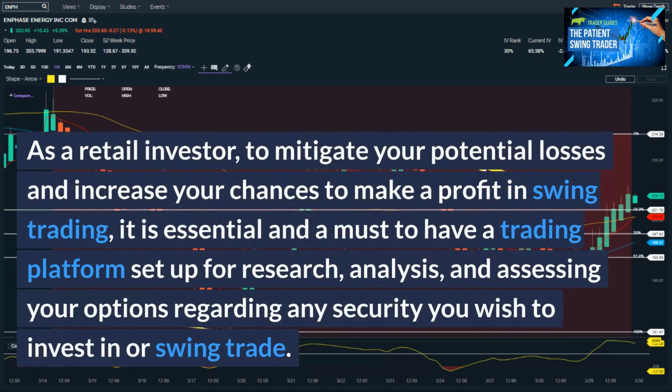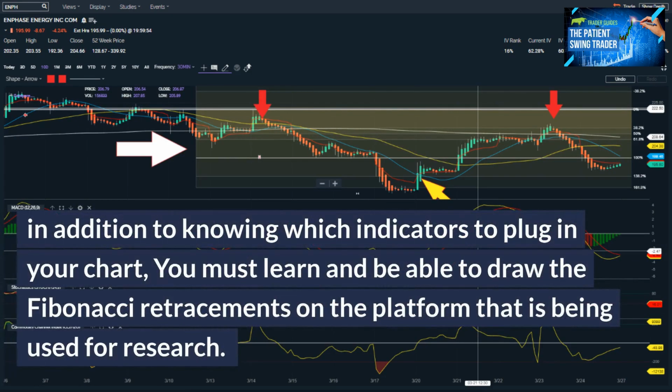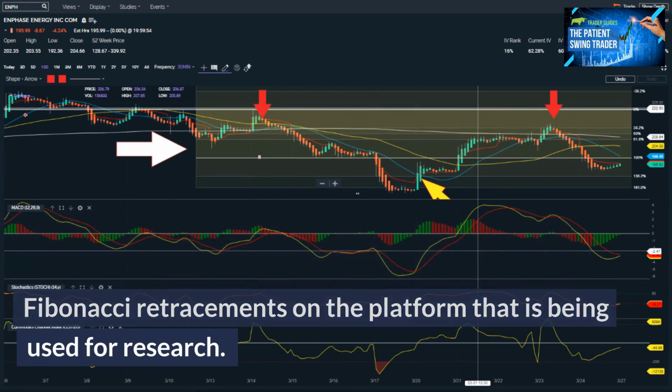As a retail investor, to mitigate your potential losses and increase your chances to make a profit in swing trading, it is essential and a must to have a trading platform set up for research, analysis, and assessing your options regarding any security you wish to invest in or swing trade. In addition to knowing which indicators to plug in your chart, you must learn and be able to draw the Fibonacci retracements on the platform that is being used for research.